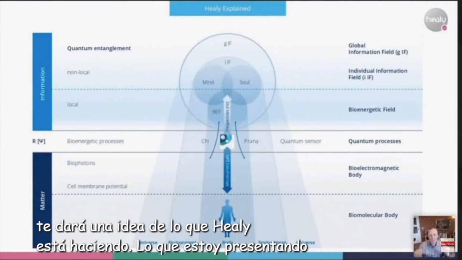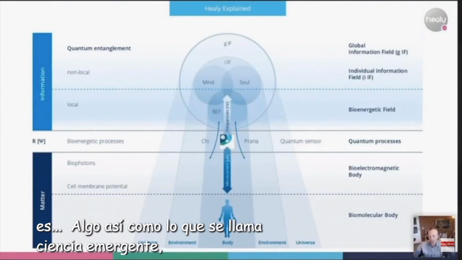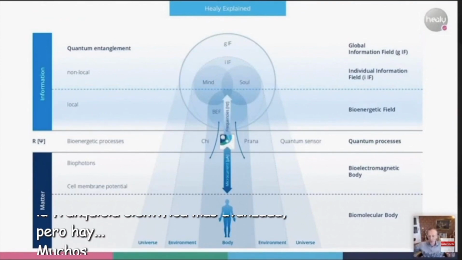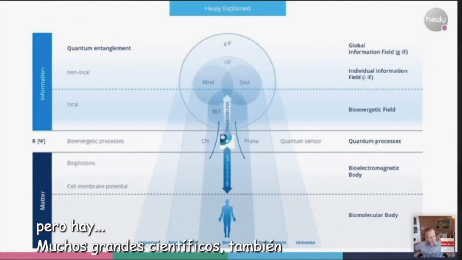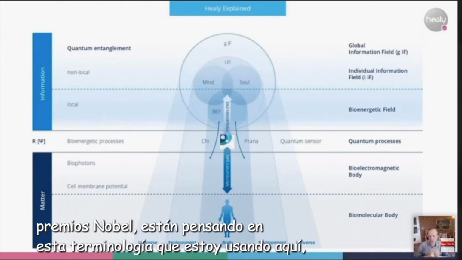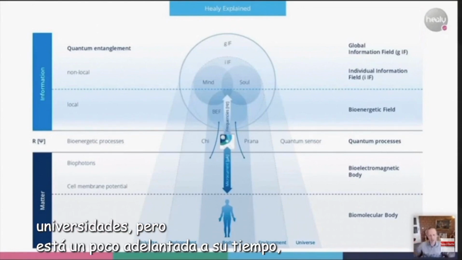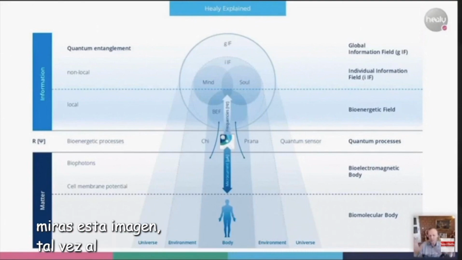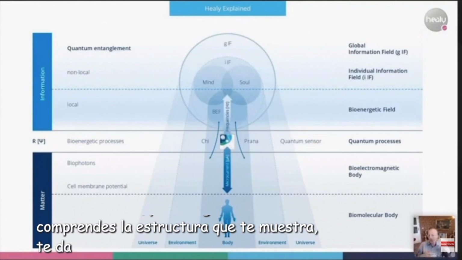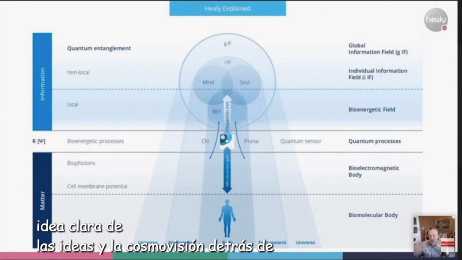So what I'm presenting here is not really mainstream science, but something called emerging science. It's on the frontiers of science, but there are many great scientists, also Nobel laureates, who are thinking about this terminology which I'm using here. So it's not yet at the universities, but it's a little ahead of its time. If you look at this picture, maybe in the beginning it looks bewildering, but if you understand the structure, it gives you a clear insight about the ideas and the worldview behind Healy.